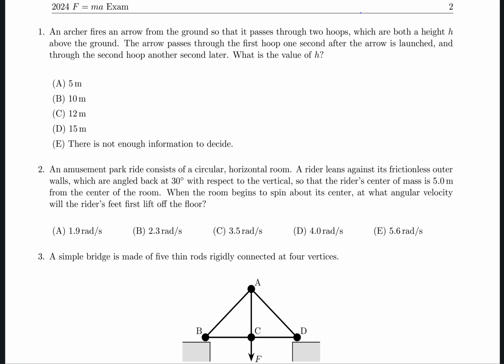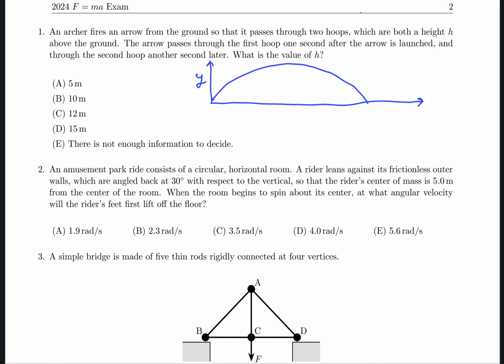Hi, today I'll be going through questions 1 through 10 of F equals MA 2024, and we'll start with the first one. So it's about an arrow passing through two hoops, both at height h above the ground. So I'll draw this. They're both at height h.